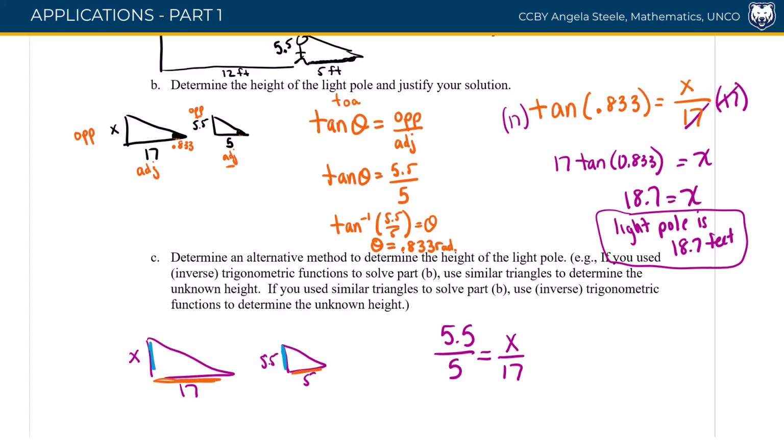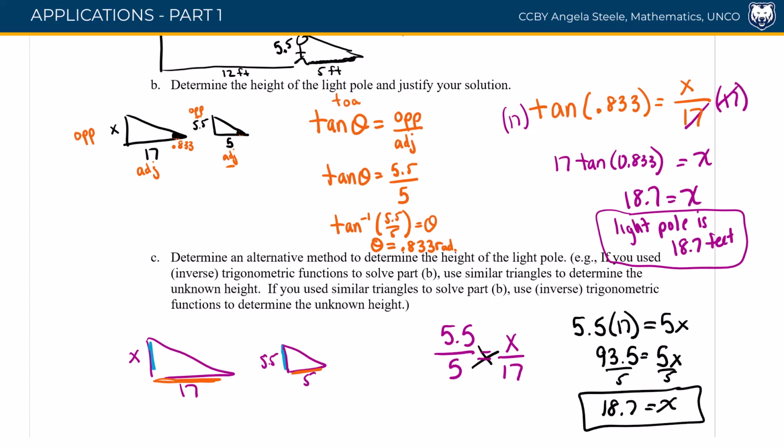Okay, once we have our similar triangles, then we can go ahead and do that cross multiplication. So we get 5.5 times 17 is equal to 5 times x. The left side gives us 93.5 is equal to 5x, and then divide both sides by 5. And we will again get the 18.7, which means that our light pole is 18.7 feet tall.